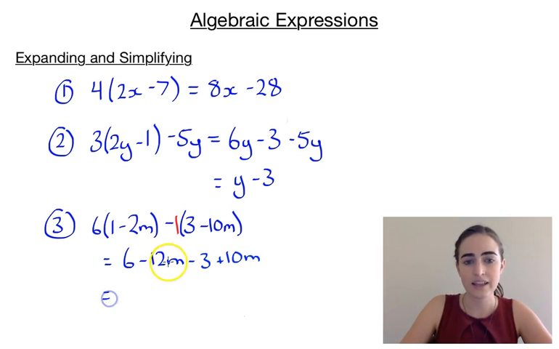So then we can collect like terms. So we've got 6 minus 3 will give us 3. And minus 12m plus 10m will give us minus 2m. So those are a fair few examples of how to work with algebraic expressions.